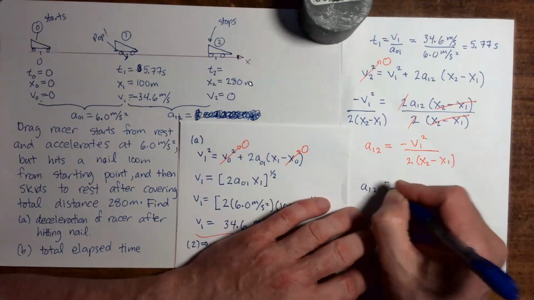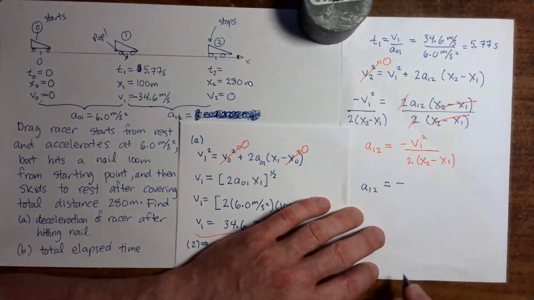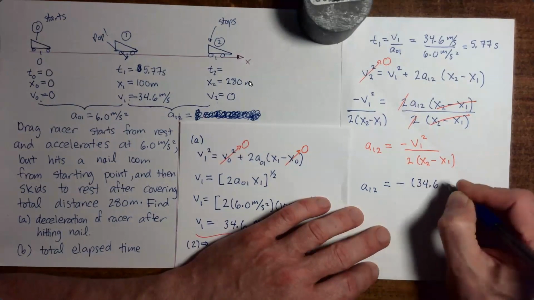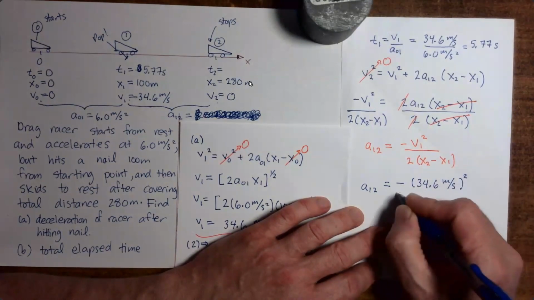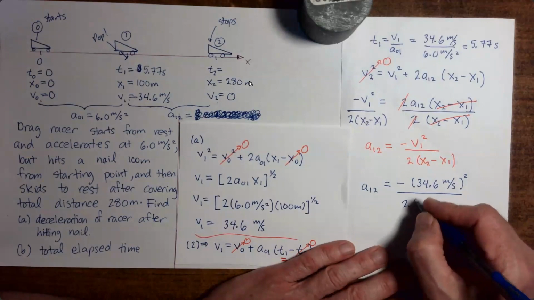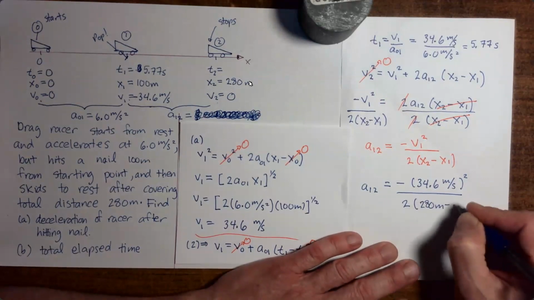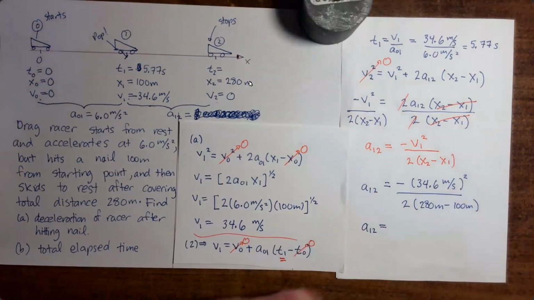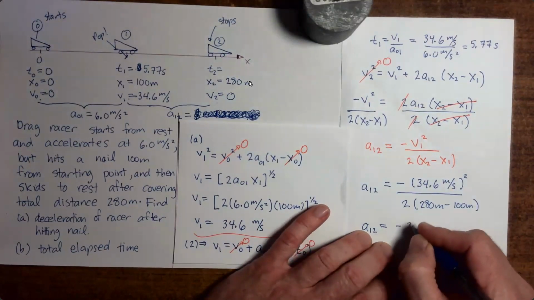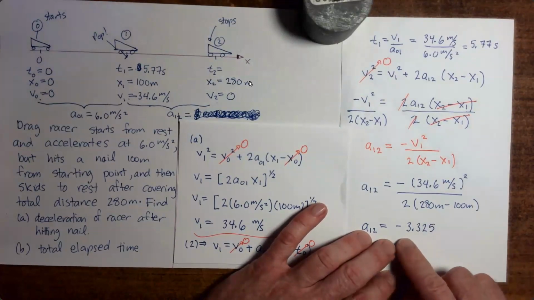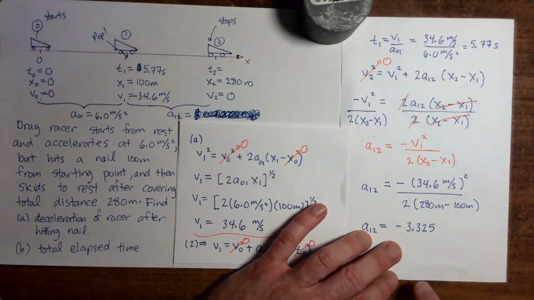Substituting on the right, I have minus, in V1, 34.6 meters per second, quantity squared, divided by 2. Now x2 minus x1, that would be 280 meters minus 100 meters. Now, if you put this in your calculator, the numerical value you will get would be minus 3.325. And you could round that off to minus 3.32 if you like. I'm going to leave the 5 there.